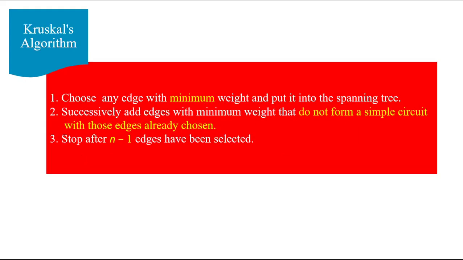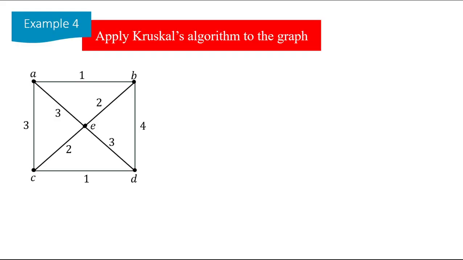Kruskal's algorithm. Choose any edge with minimum weight and put it into the spanning tree. Successively add edges with minimum weight that do not form a simple circuit with those edges already chosen. Stop after n-1 edges have been selected. Example 4. Apply Kruskal's algorithm to the graph.